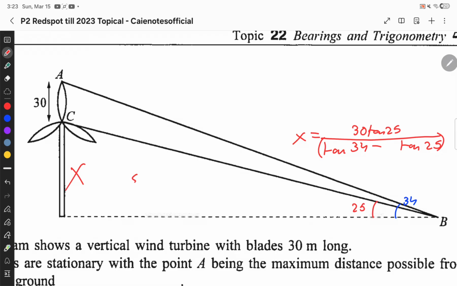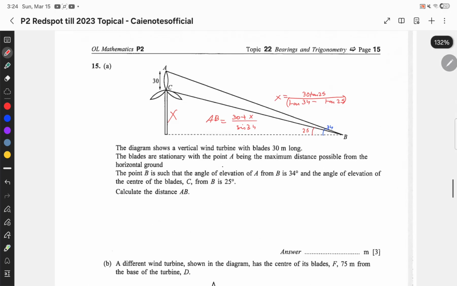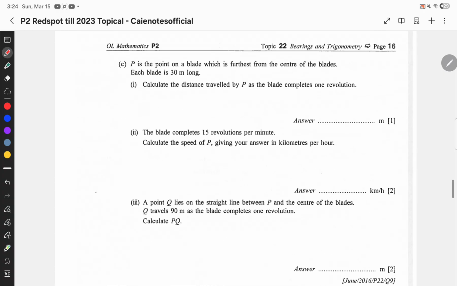Sine of 34 is, sorry, not sine rule, but sine identity, whatever you call it, sine fraction. Opposite, which is 30 plus x, over hypotenuse, which is AB. We solve for AB, which is sine of 34 over this, and this is your answer. See, it is a little difficult, the algebra you do.